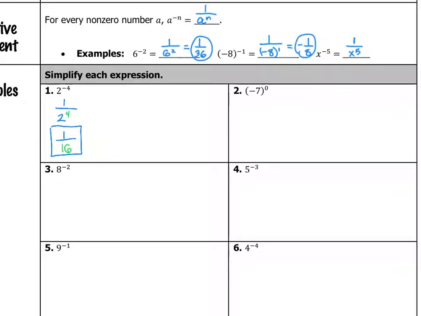Number 2, I have a negative number, negative 7, that I'm taking to the 0 power, and we learned that anything to the 0 power is equal to 1. So my answer to number 2 is simply 1. Number 3, 8 to the negative 2 power. I would rewrite this as 1 over 8 squared. And I know that 8 squared is 64, so this becomes 1 over 64.